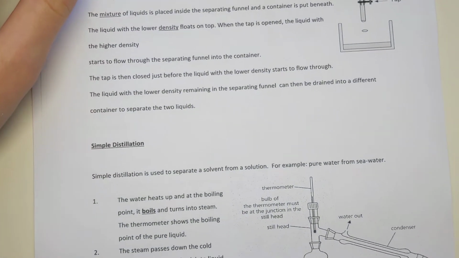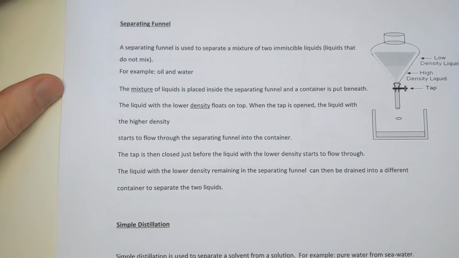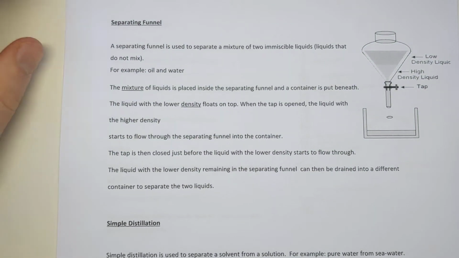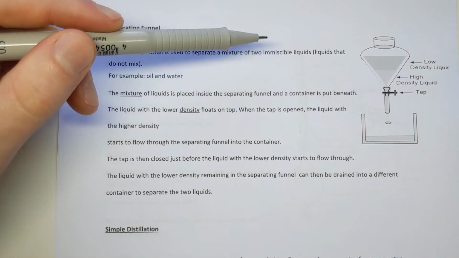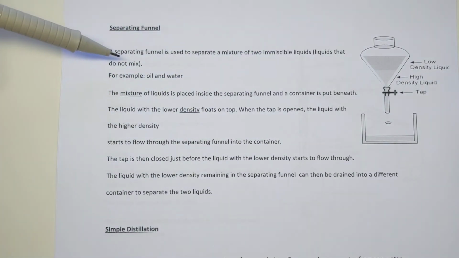The next one might be a wee bit different or a wee bit new to you. Separating funnel. So a separating funnel is used to separate a mixture of 2 immiscible liquids. So that's a new term there. Immiscible liquids, it means does not mix. So liquids that do not mix together.